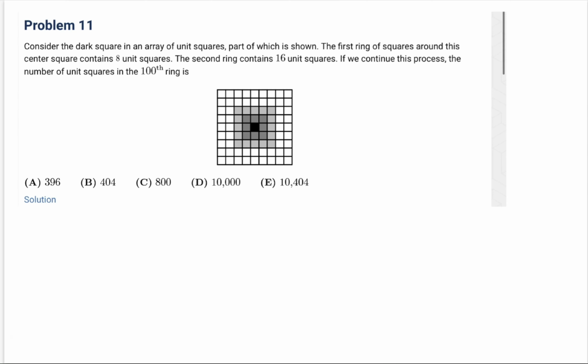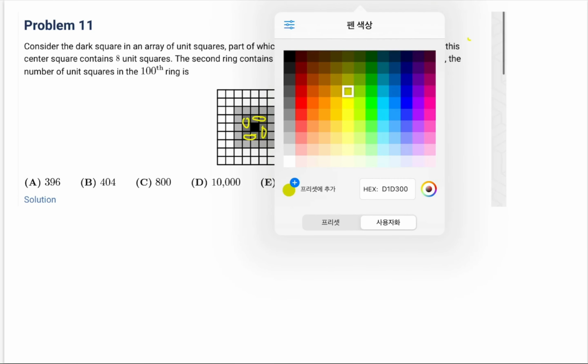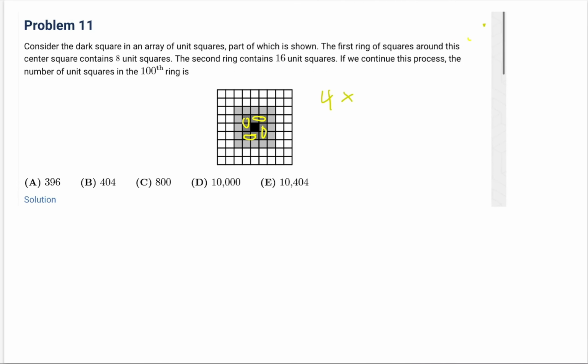11. Consider the dark square in an array of unit squares. So the first ring contains 8 unit squares. So the first ring is these two. So this much is the first ring, but we can split the ring into 4 parts. These, this. So it becomes like 4 times 2, and then the next ring would be these.